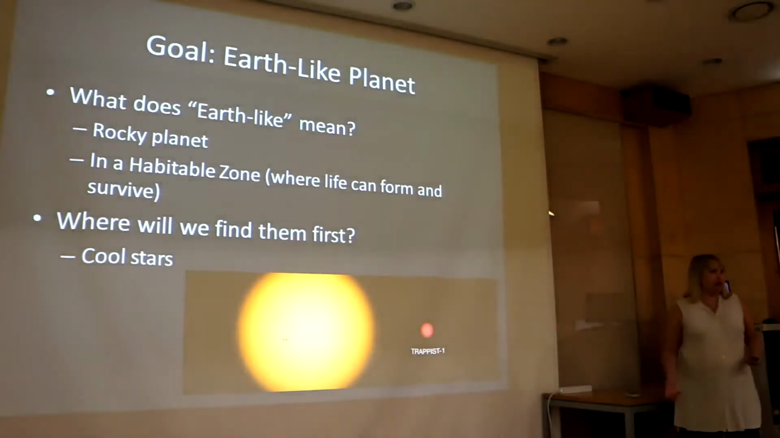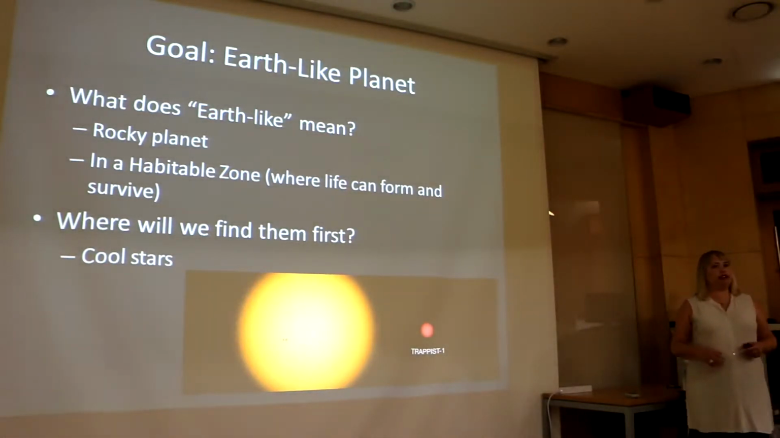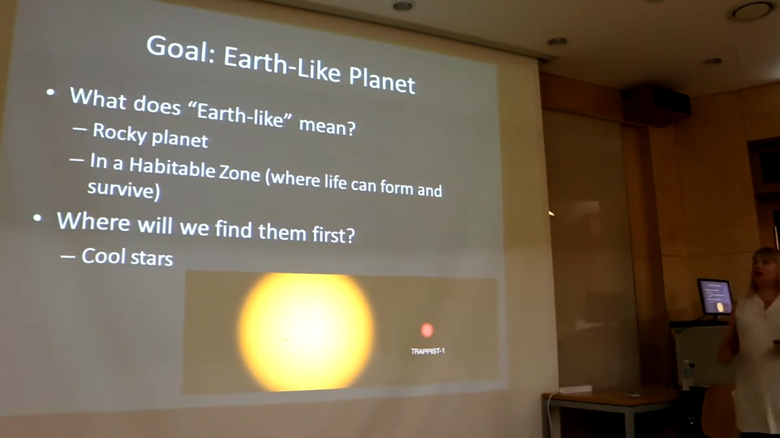One of the goals in the next few years is to find the first Earth-like planet. So what do we mean when we say Earth-like? Earth-like means the planet is rocky. Instead of having a gas atmosphere like Jupiter or Saturn, it has a rocky planet with an atmosphere possibly on top. It's a planet in a habitable zone, which means something where liquid water can form, and maybe therefore we can have life that forms and survives.